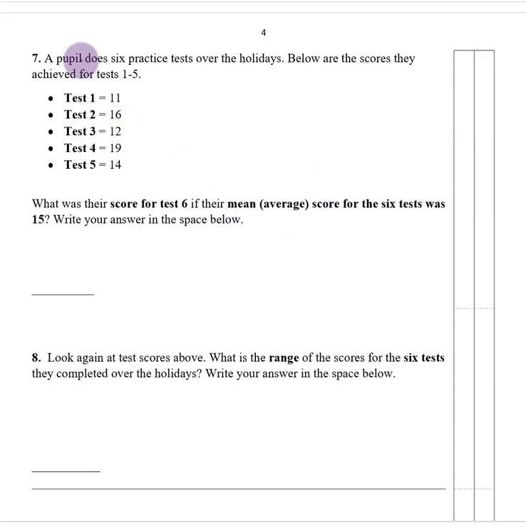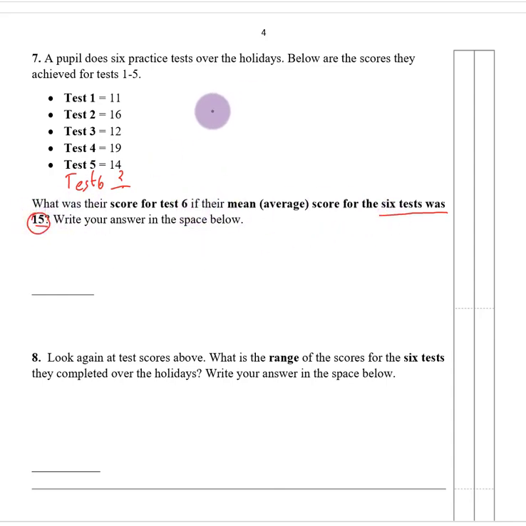Number 7. A pupil does 6 practice tests over the holidays. Below are the scores they have achieved for tests 1 to 5. What was their score for test 6 if their mean average score for the 6 tests was 15? Now this seems like a tricky question, but basically what we're trying to find out is what the test 6 score is if they have a mean average of 15.